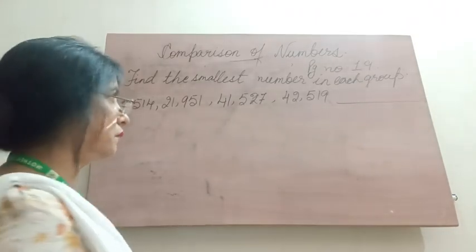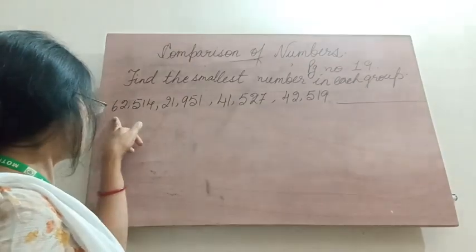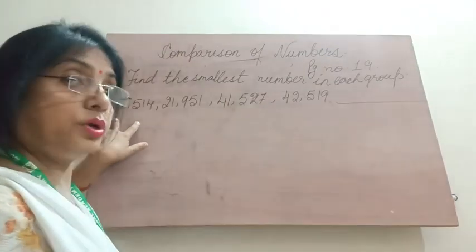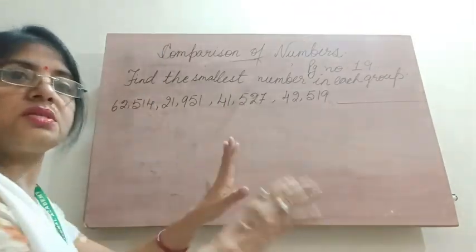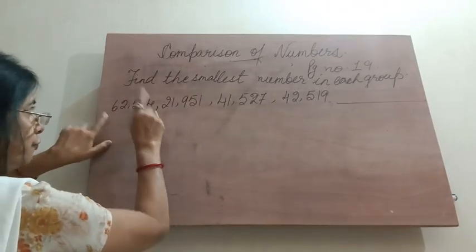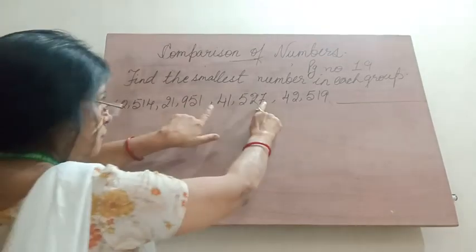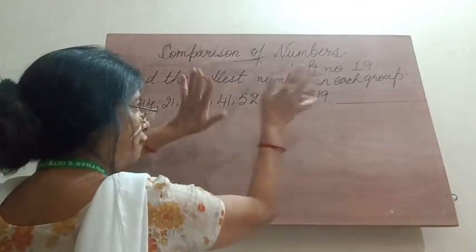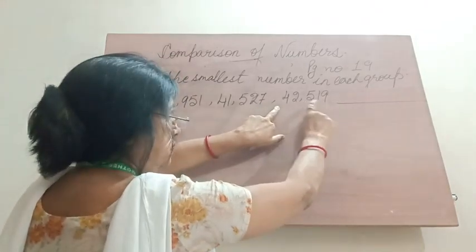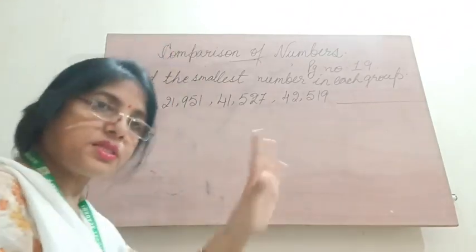Now again the same thing, we start. Here we have to take out the smallest number. First of all we are going to check whether all the numbers have the same number of digits or not. The first number has 5 digits, 1, 2, 3, 4, 5. Of course the second number also has 5 digits, 1, 2, 3, 4, 5. The third number, 1, 2, 3, 4, 5. And the last number, that is 42,519, also has the same number of digits, 1, 2, 3, 4, 5. Okay, there is no confusion. All the numbers have the same number of digits.